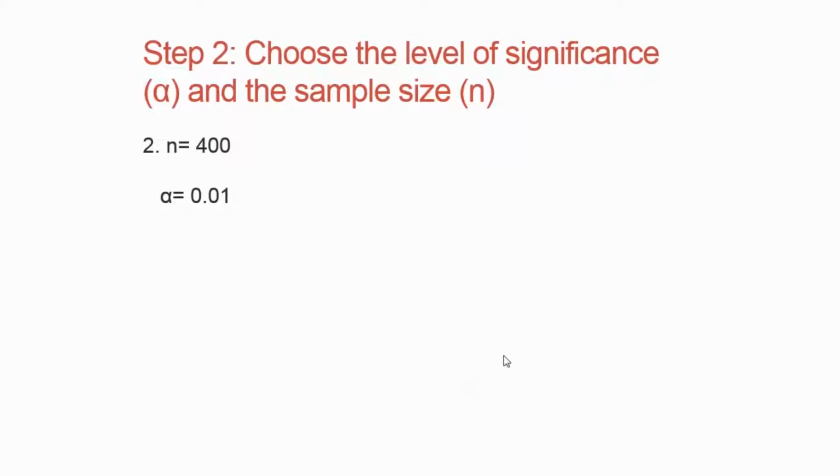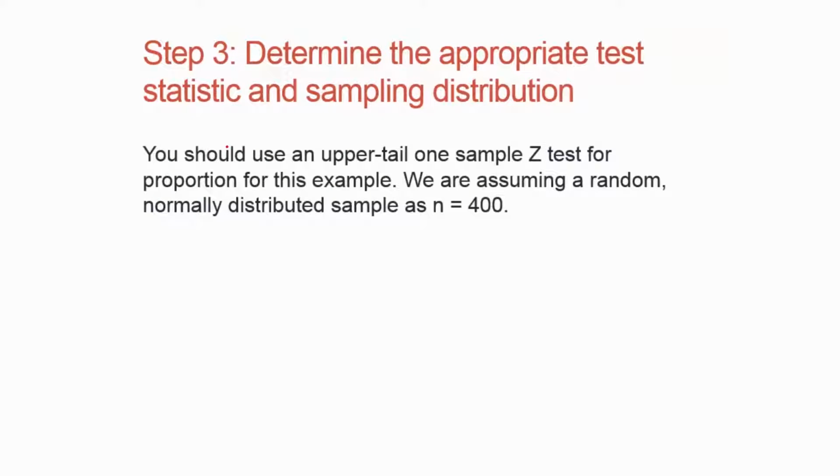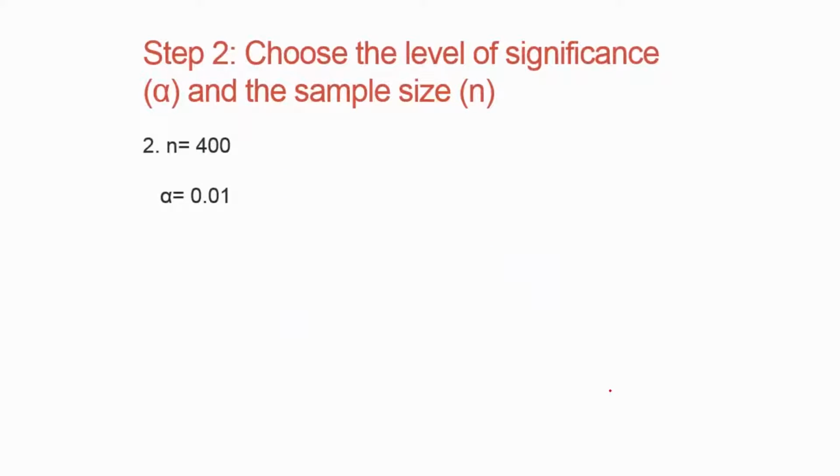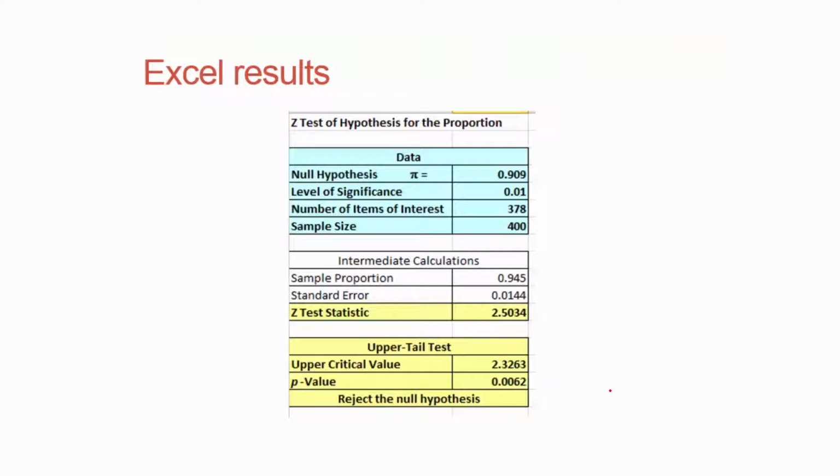Step 2, choose the level of significance, which was given to us as 0.01, and the sample size, which is 400. Now we want to figure out what kind of test we are going to use for this problem and what kind of sampling distribution is appropriate. We want to use an upper tail test because, if you remember back on the earlier slide, it said we want to conclude that the new process has increased the proportion of orders filled correctly. So increased tells me it's going to be an upper tail test. Notice when we put in our Excel, if we ran it with PHStat, it'd be an upper tail critical value. So that's reflected in those results.